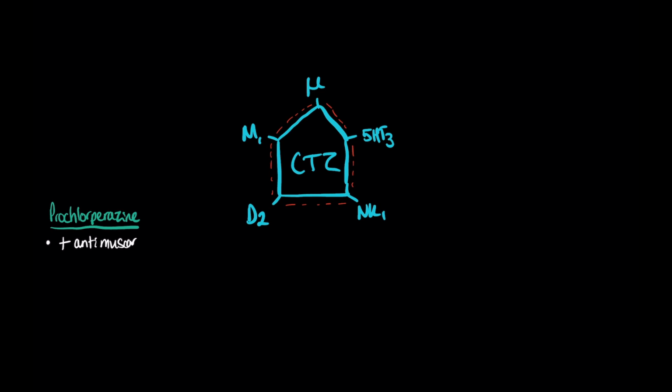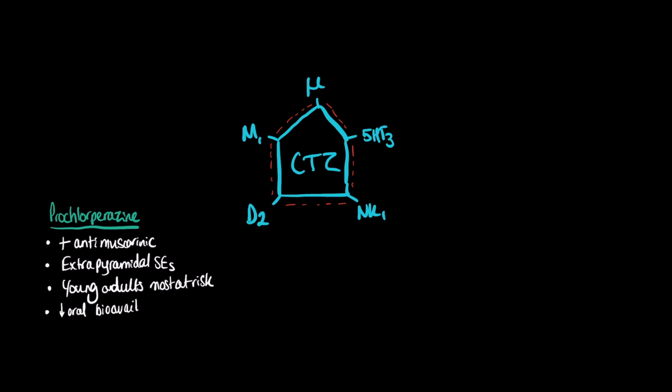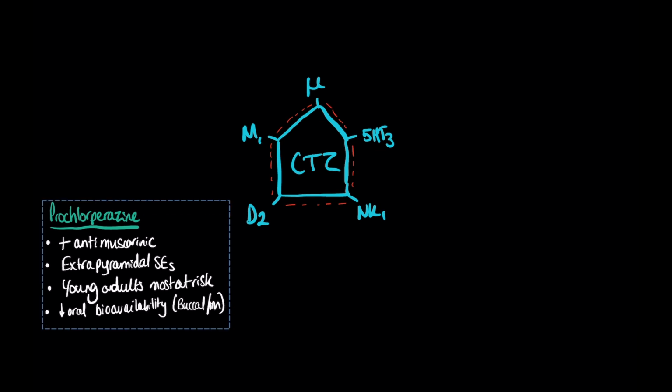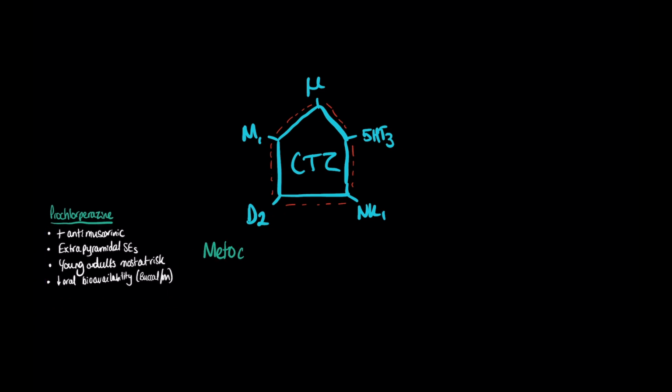Prochlorperazine is our first drug and acts on dopamine receptors, but also has some antimuscarinic properties. Its main side effect, to remember, is the significant risk of developing extrapyramidal symptoms. Children and young adults can be particularly affected. For post-op nausea and vomiting, routes such as the IM injection and the buccal tablets exist, and that's because of its low oral bioavailability. The next drug is metoclopramide.